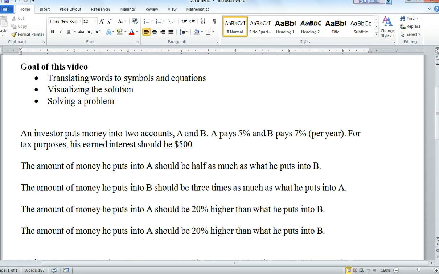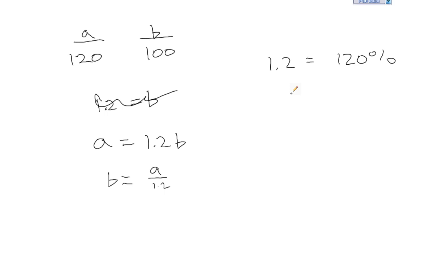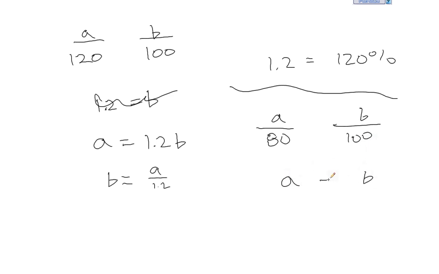The amount of money he puts into A should be 20%, I meant to say lower, than what he puts into B. Okay, so 20% lower. What does that mean? So if into B he puts $100, that means he should only put $80 into account A, since that's 20% lower. So in this case, how do I get from B to A? Well, whatever I put into B, in order to get A, I have to basically multiply it by 0.8, because I'm only putting 80% of that amount into account A.